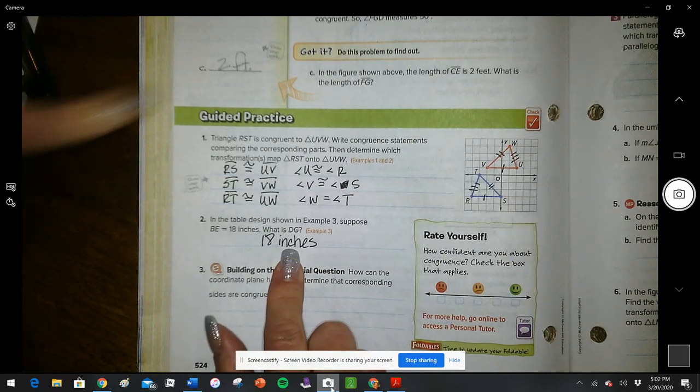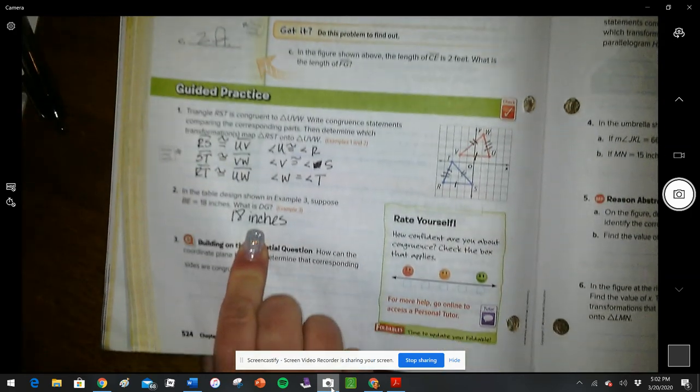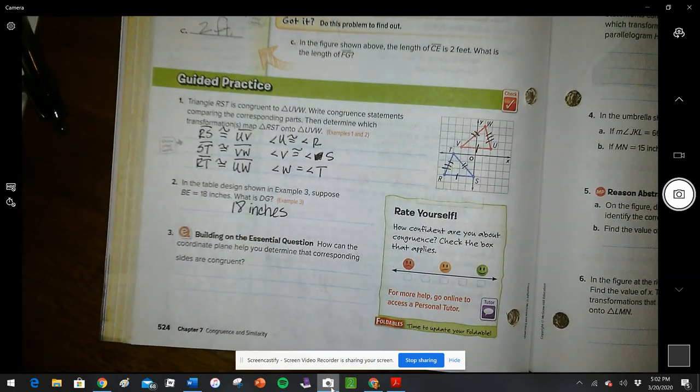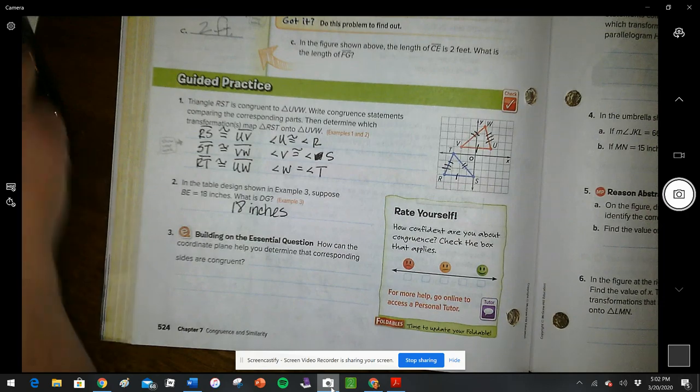Question number 2 was using the same table problem from up above. And so again, you're just matching. It really isn't that bad, I promise.